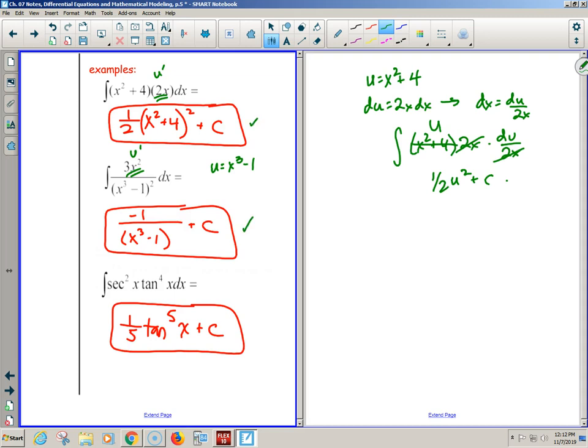Who's your u on this one? Tangent. Why? Well, if u is tangent, do you see how I zoomed in on the secant squared and said, oh, that's the derivative, u prime. If I can see a u prime, I can basically ignore the u prime and say, oh, it's a u to the 4th, 1/5 u to the 5th.